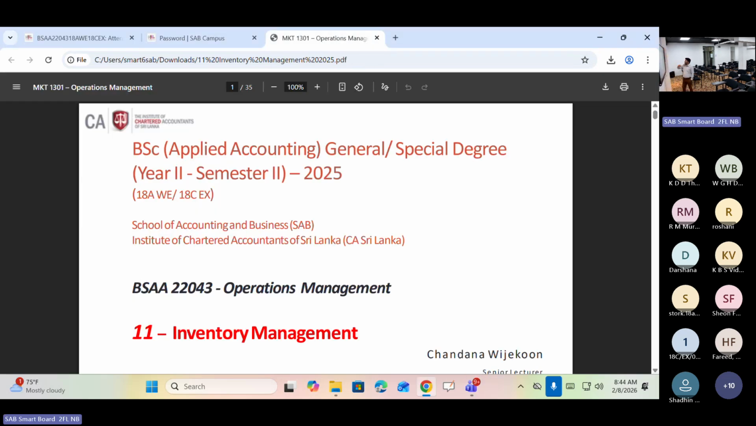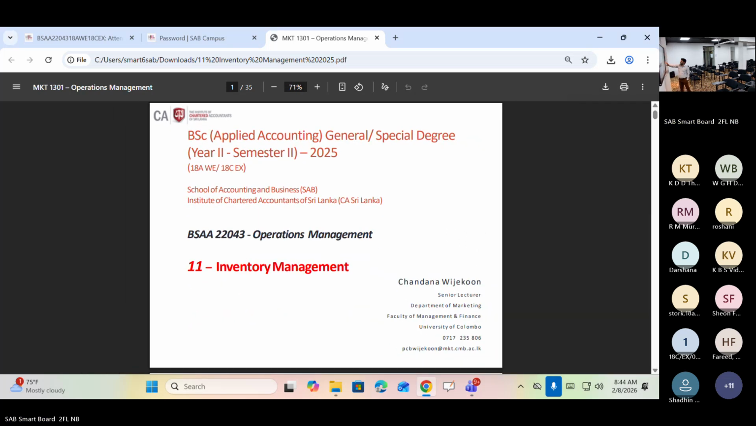I hope you can see my screen as well. Can you? Can you see my screen here?